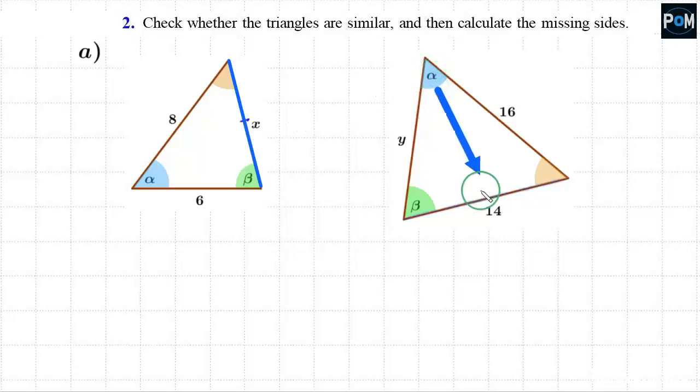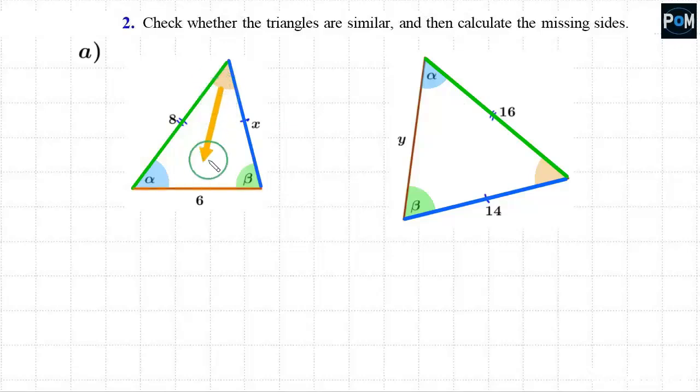So that is side 14. The corresponding side to side X is side 14. Further, the green side opposite the angle beta is 8. And this green side 8 will correspond to the side in this triangle that is opposite the angle beta. The angle beta is here. Opposite this angle beta, we have this side. This green side 16 matches the side 8 because both are opposite the angle beta.